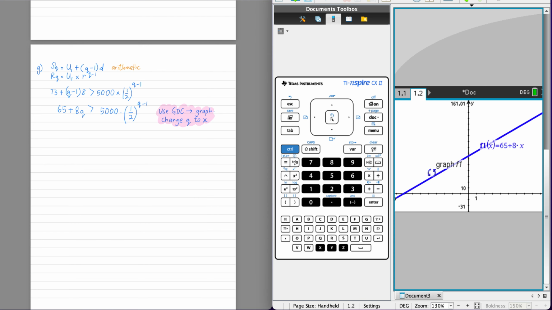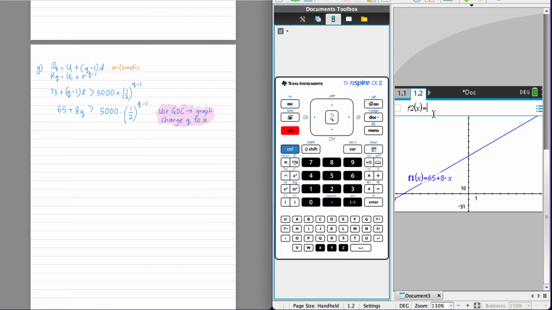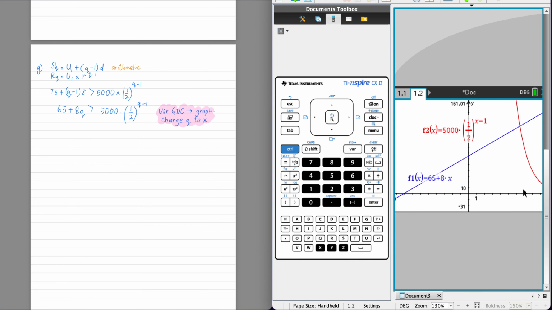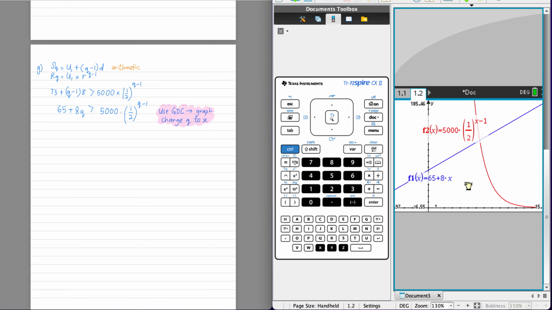Now we're going to put in another function, the right-hand side function. I'm going to add that, use tab. Press tab, and a new function opens here. So we put 5000 times, open bracket, and then put a fraction, 1 over 2, to the power of X minus 1. Don't put Q because the calculator doesn't know what Q is, so we use X and Y here. If you notice on our GDC, we can drag and see more here.